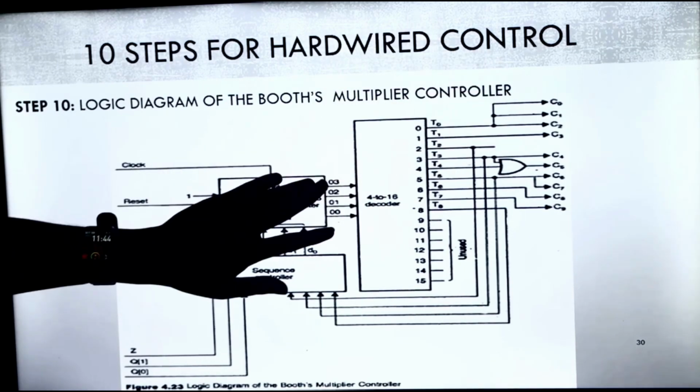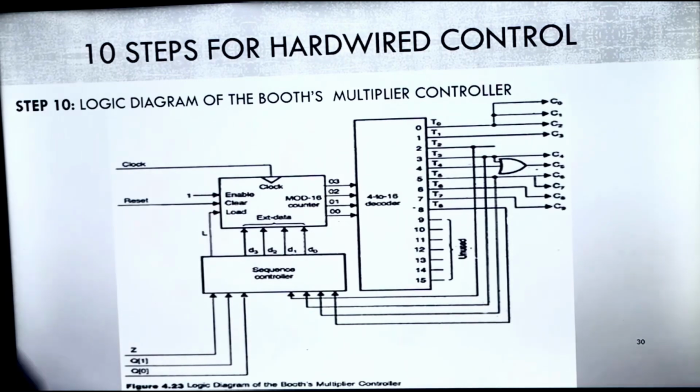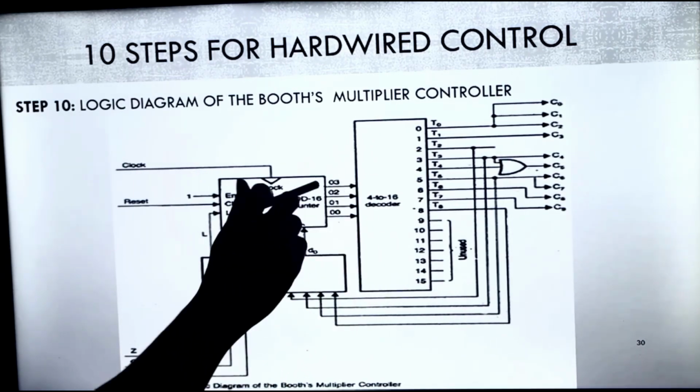These 3 will be done. Next, in the next clock pulse 0001, T1 means C3 will be activated. Like this it will work. So this output is clear for mode 16.